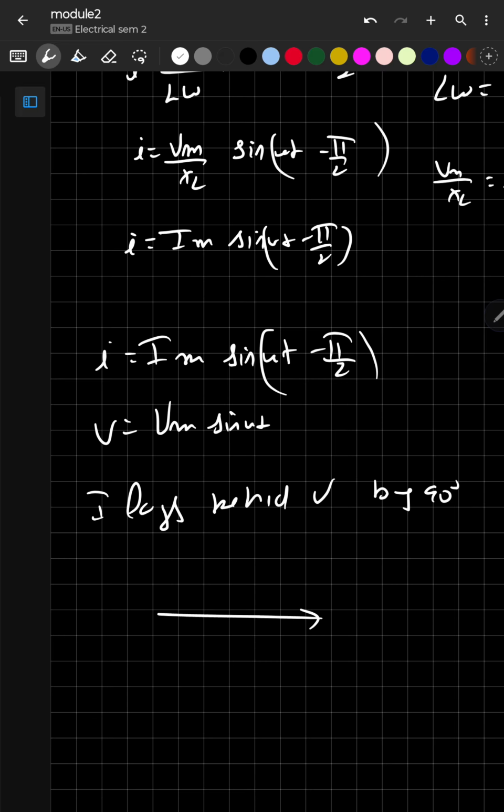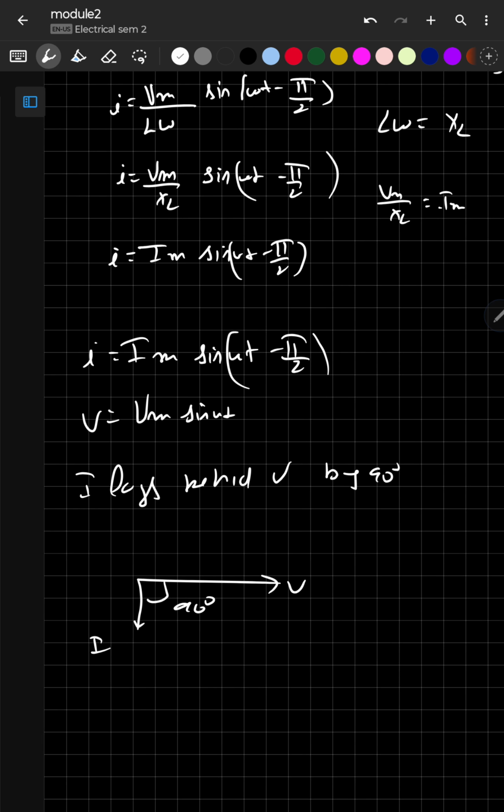So this is the voltage and this is going to be the current. It is lagging. This much you understood. Current is lagging. Current always lags behind the voltage by 90 degrees. This is the phasor diagram.